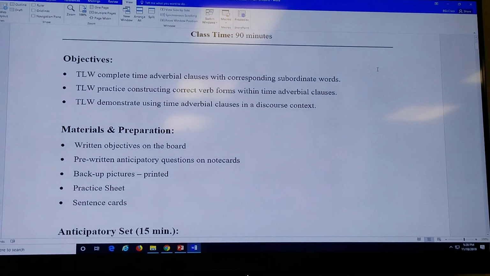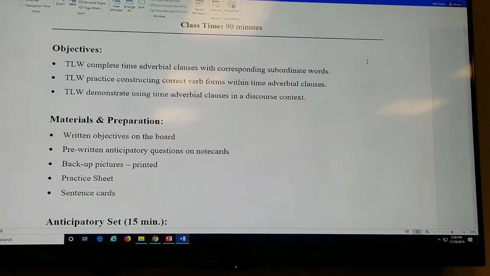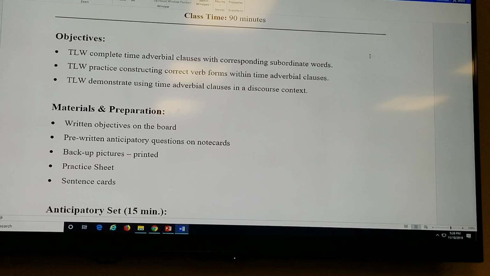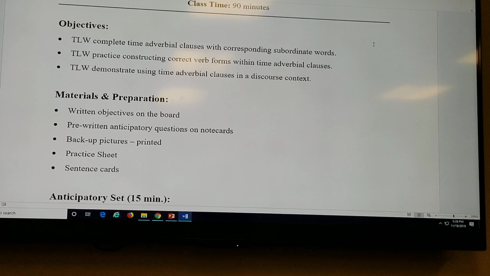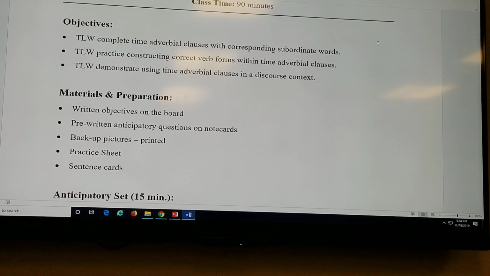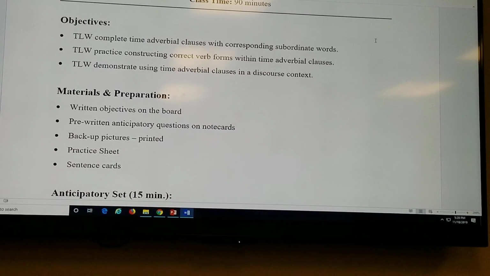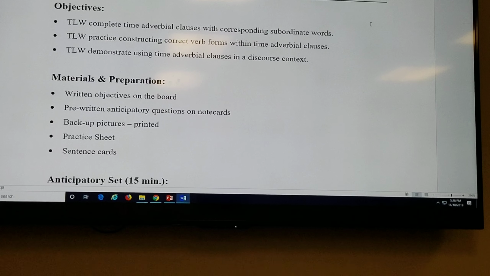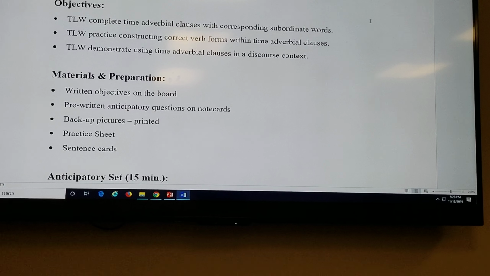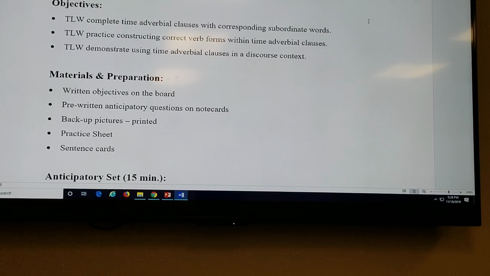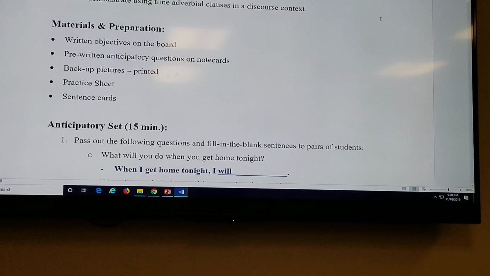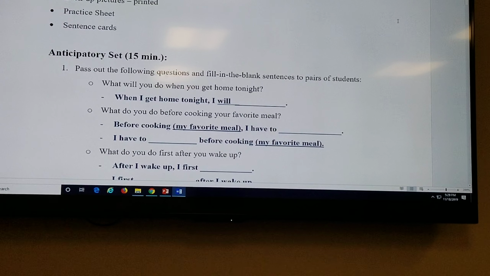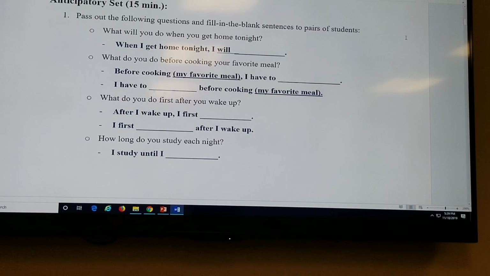So the first and third ones are a little more concrete, like that's what they're producing, because it's what I focus more on in the lesson. And as far as focusing on verb forms, I touch on it and I want them to be able to practice it, but I don't expect them to be experts in it at the end of the lesson, because there's a lot there. So my materials and prep are there, but you'll see what I'm using as I run through the lesson.